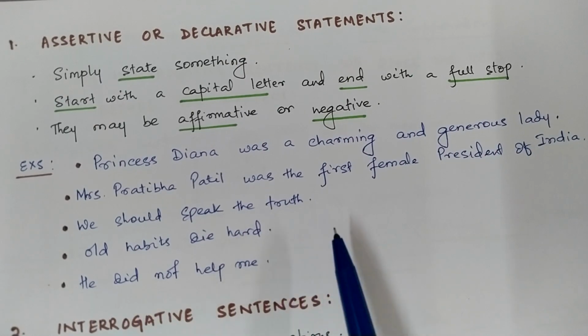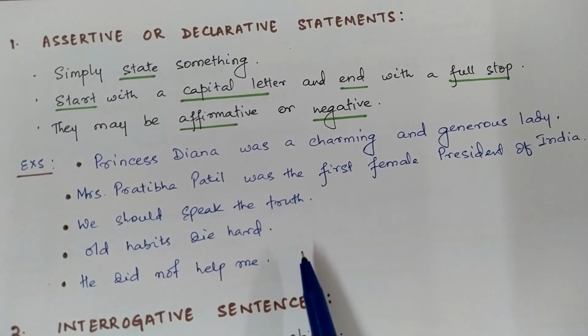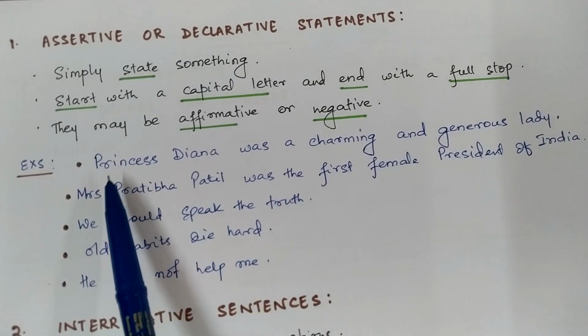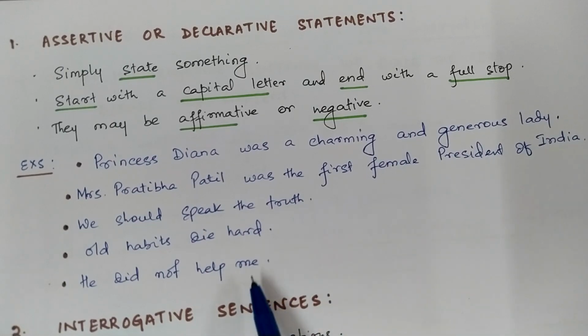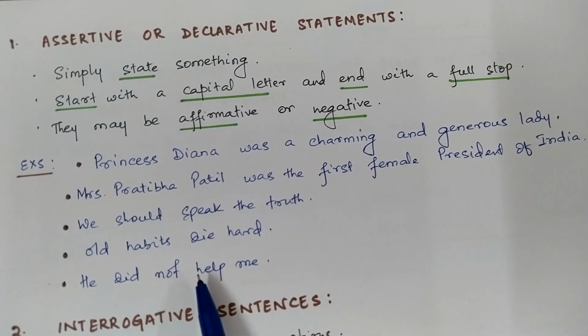So children, as you can see in these 5 examples, these statements are just simply stating something about the subject in each of the sentences. They are all starting with a capital letter and ending with full stops, as you can see, and they may have something positive in them or negative in them. I hope this is clear to you, children.